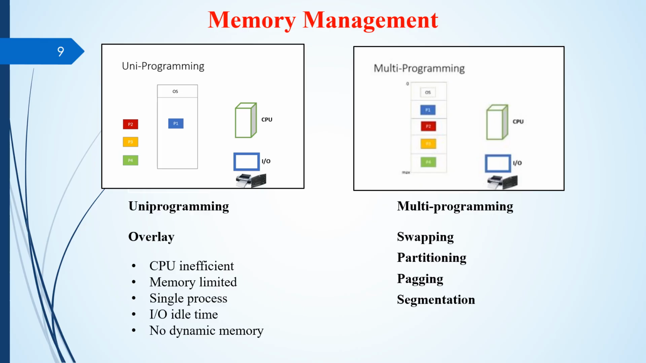In multiprogramming systems, the operating system dynamically manages the memory. This keeps the CPU busy and allows larger programs to run without overlays. Techniques used include swapping, partitioning, paging, virtual memory, and segmentation.